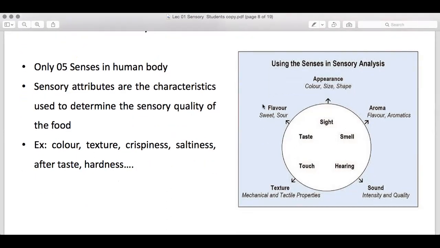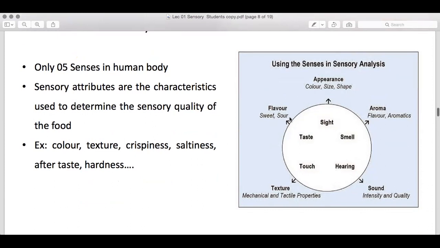So here you can see the 5 senses and related sensory attributes. Taste: flavor, sweet and sour flavor, salty flavor, there are so many flavors. Touch: texture. Hearing: sound. Smell: aroma. Sight: appearance, color, size, everything. So there are 5 senses and there are so many sensory attributes.